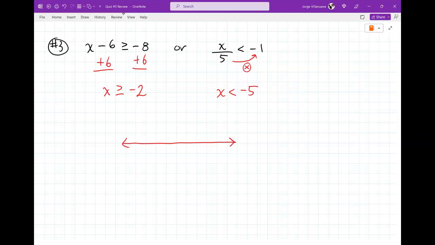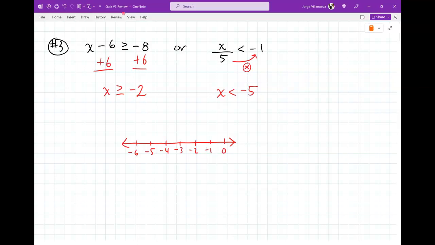So a -2 and a -5. So let me put a -6, -5, -4, -3. I'm just trying to fit the answers in there. Okay, start with the first one. X is greater than -2.